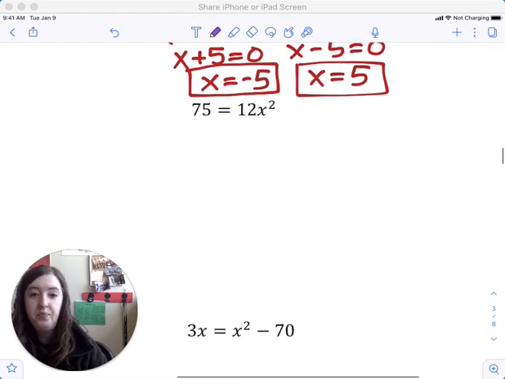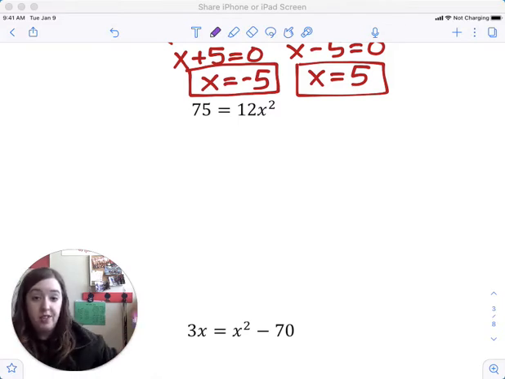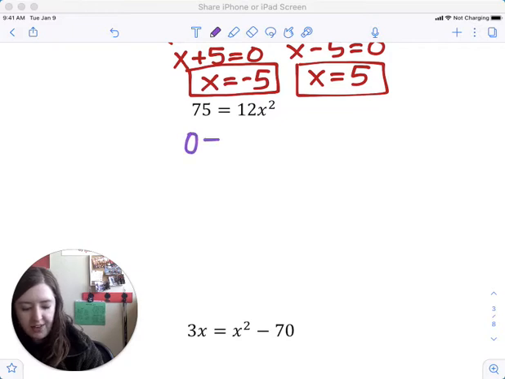Okay. With this next one, remember, we want our equation to be equal to 0, and we want our x squared to stay positive. So x squared has a positive 12 on it. We're not going to move it. So that means we're going to have to move 75 over from the other side. So we'll subtract 75 from both sides, and we'll get 12x squared minus 75.